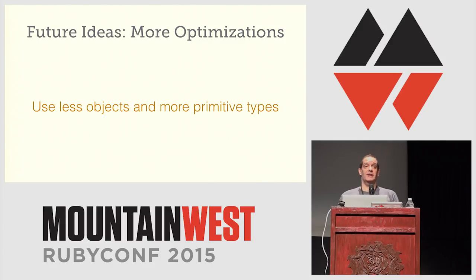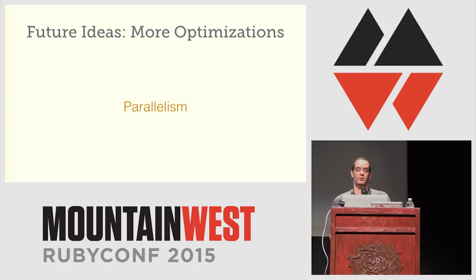Could always try to use fewer objects and more primitive types. You know, sometimes creating a lot of objects is really slow, and if you could use primitives, things would go faster. Then there's always the ever popular throw more hardware at it. Parallelize things, process states in parallel, and see if we can find a solution faster. So those are just some of the ideas of where I'm going to go with this next. Maybe you've got some ideas for how this could be optimized. Love to hear about them.